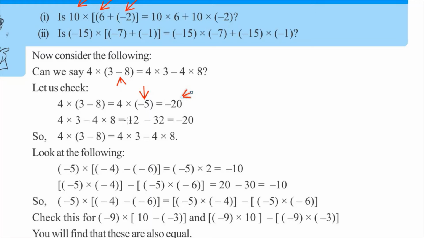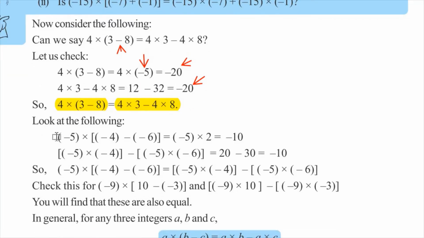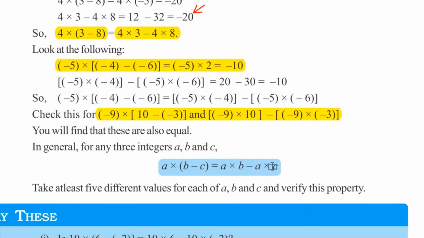So 4 into 3 is 12 and 4 into 8 is 32, and their difference is going to be minus 20. So we can say that 4 into (3 minus 8) is equal to 4 into 3 minus 4 into 8. You can consider more examples as given here and you will find out that the distributive property holds for all these examples. So in general, for any three integers a, b and c, a into (b minus c) is equal to a into b minus a into c.